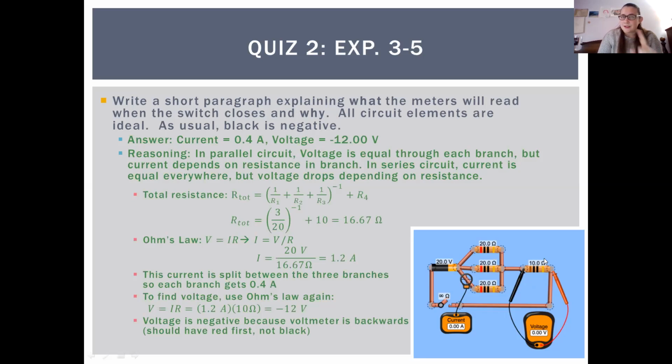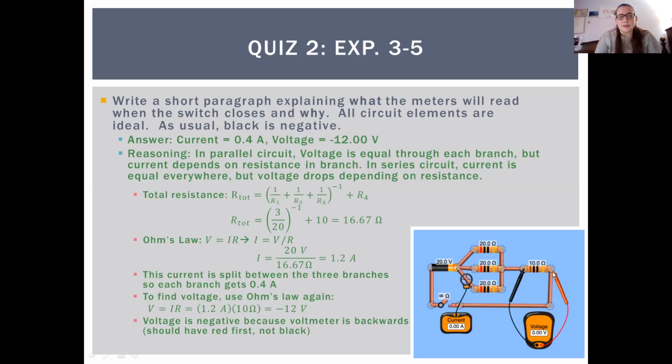However, and this is another one of those tricky things where you have to look very carefully, this voltmeter is hooked up backwards. It has the black probe first and the red probe second, and it should be the other way around. We should have the red probe first and the black probe second. You might remember if you did this in person, when you probe something backwards like that, you get a negative value instead of a positive value. So that's why the correct answer here is negative 12 volts, because the voltmeter is wired in there backwards.